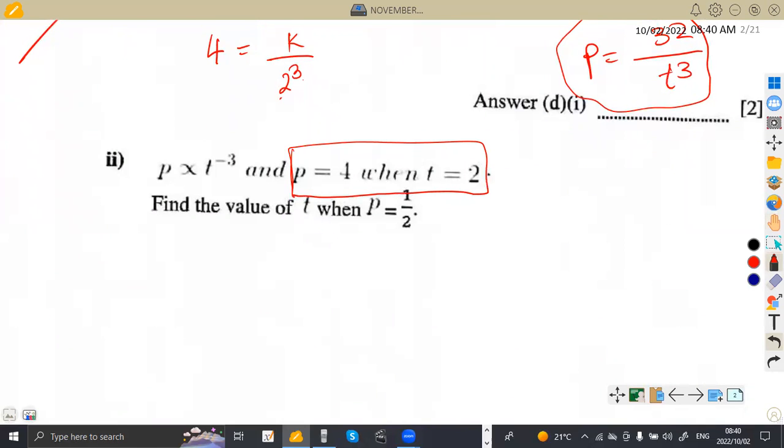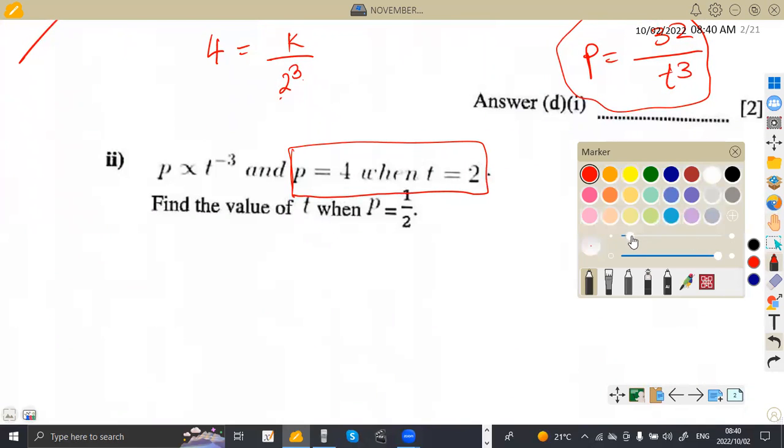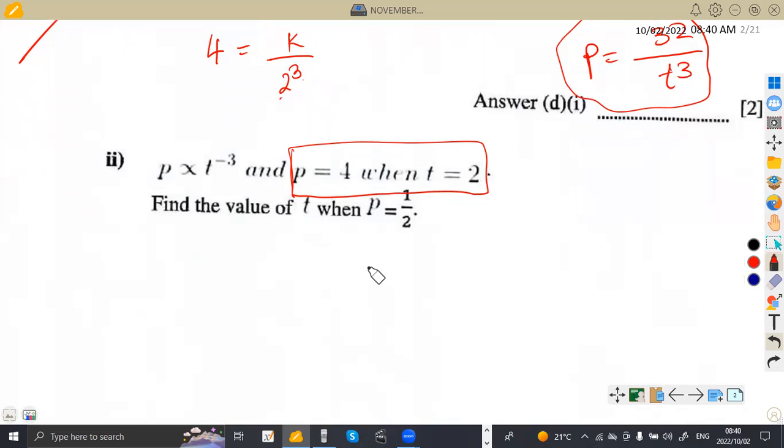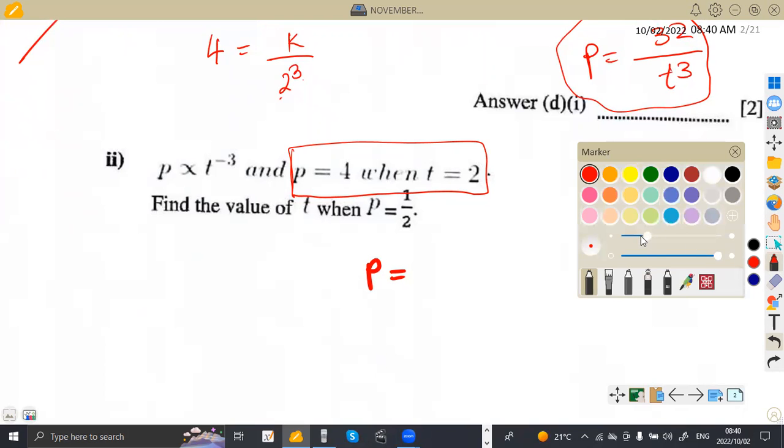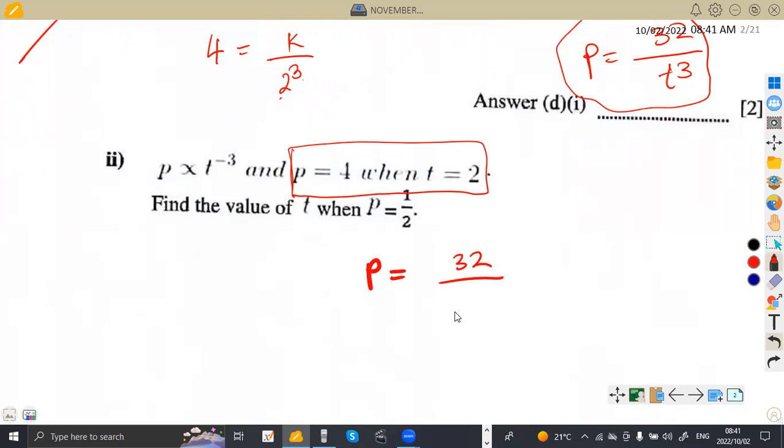So using this same information, it means it's a continuation because already we have got the value of k. So we are going to continue from this. P is equal to, all right, let me reduce a little bit, P is equal to 32 over t to the power of 3, because this is the information that gave us this 32. So you don't repeat to calculate that, no. So the question is find t when p is 1.5. So you're given p is 1.5. So 1 over 2 is equal to 32 over t to the power of 3.